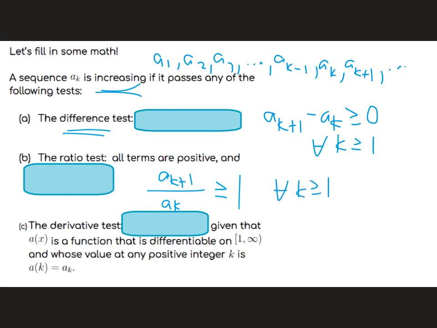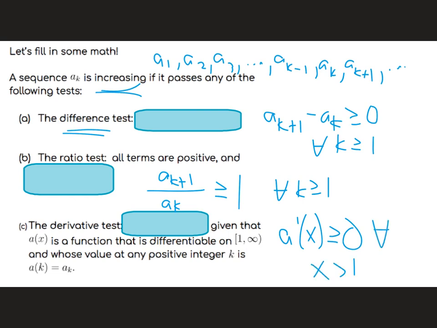And then the derivative test, given that a(x) is a function that's differentiable on 1 to infinity, whose value at any positive integer k is a(k) equals ak. Well, let's think. Assuming that we have a derivative, what does the derivative have to be if we are increasing? Well, we know that already. We knew that pretty early on in this course. A prime has to be greater than or equal to 0, has to be positive, for all x greater than 1.